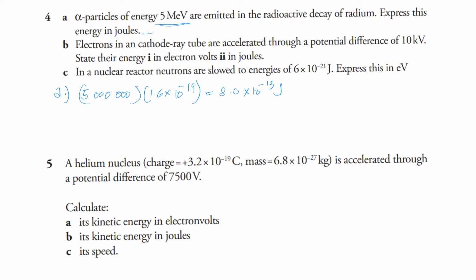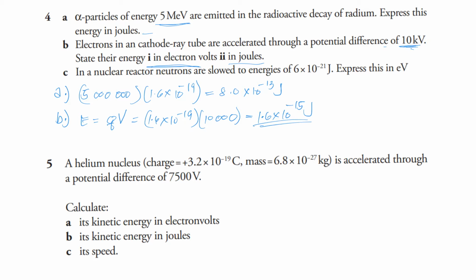Okay, let's go to B. Electrons in a cathode ray tube are accelerated through a potential difference of 10 kilovolts. State the energy of an electron in terms of joules and electron volts. In terms of joules, energy equals Q, the charge of the electron, times the voltage, which is given. So this is 1.6 times 10 to the minus 19 times 10,000. Then we have around 1.6 times 10 to the negative 15 J. So this is now your answer.